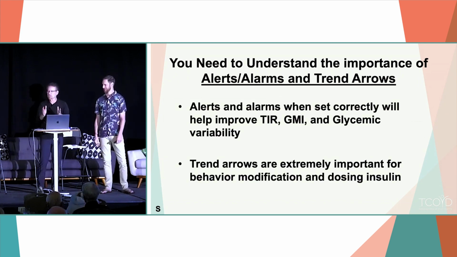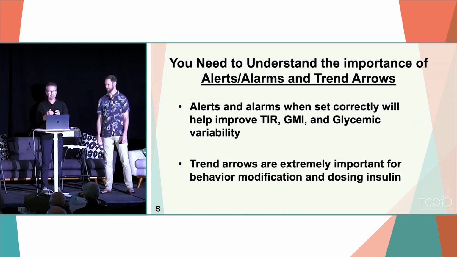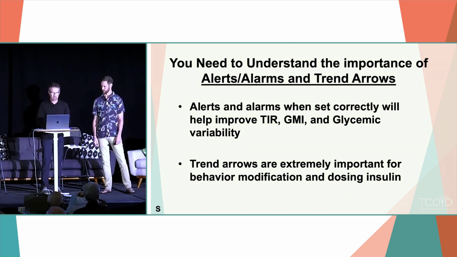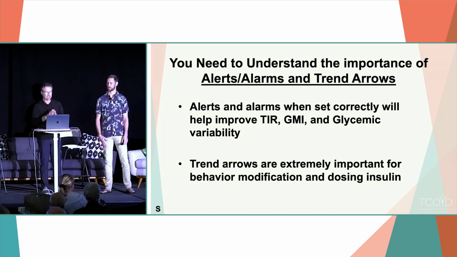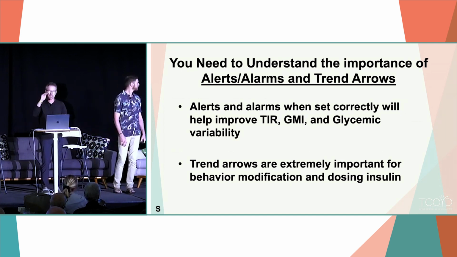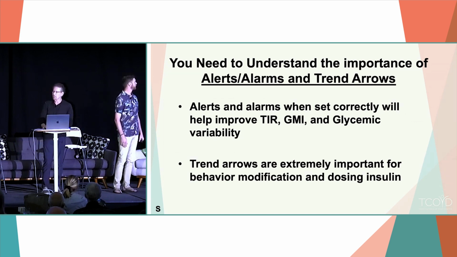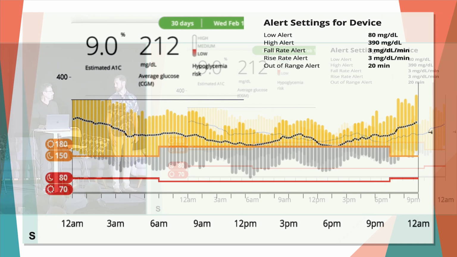So this is extremely important, and many providers don't know this, but alerts and alarms, when they're set correctly, can make a huge difference on improving your CGM metrics, your time in range, your estimated A1C, your glycemic variability, just by the way you set your alerts, especially the upper alert. And a lot of folks do not know how to adjust their insulin dose based on the trend arrows. So a little word about setting the alarms correctly.